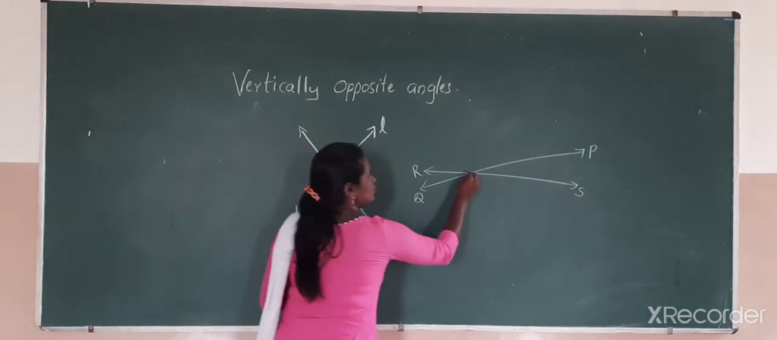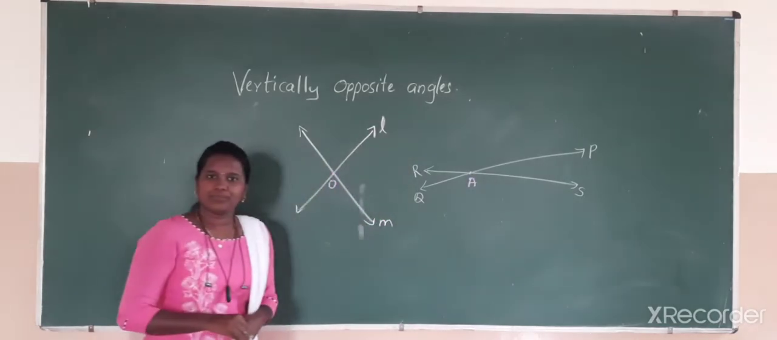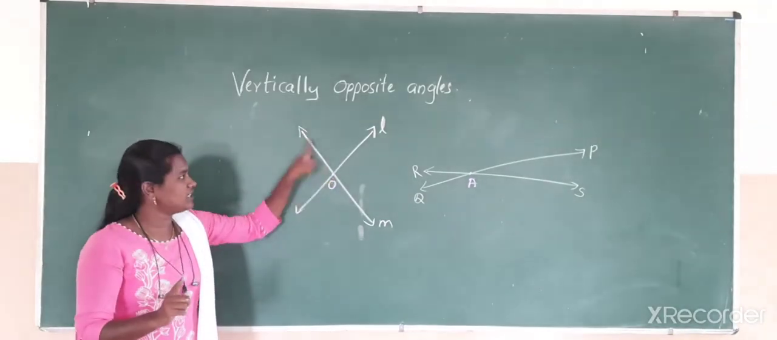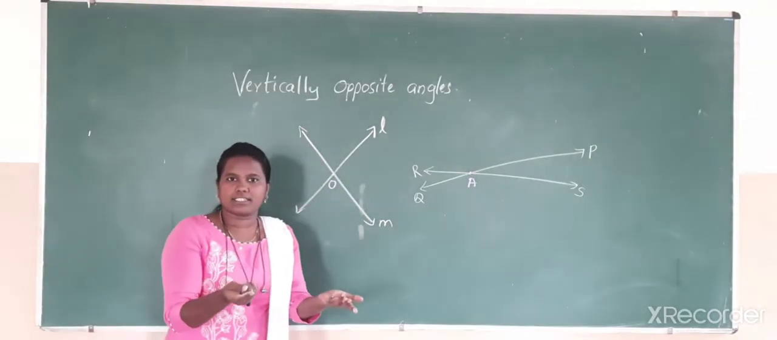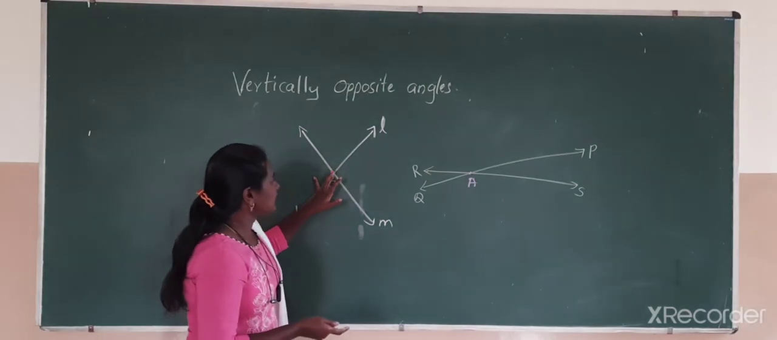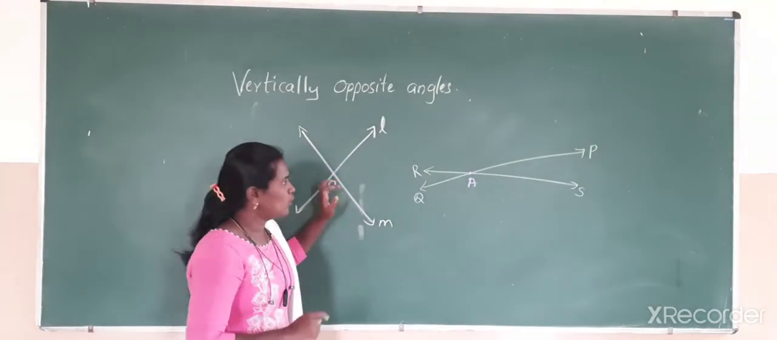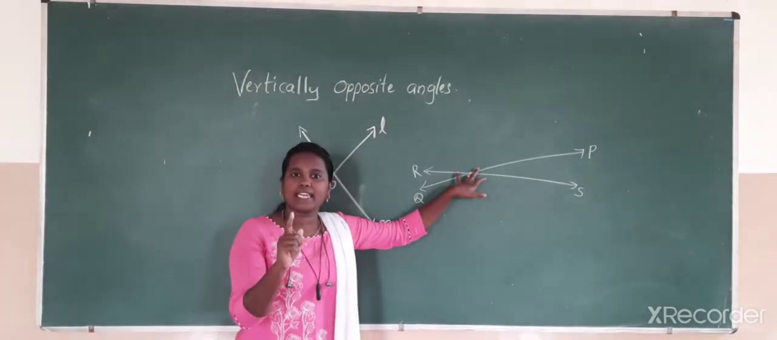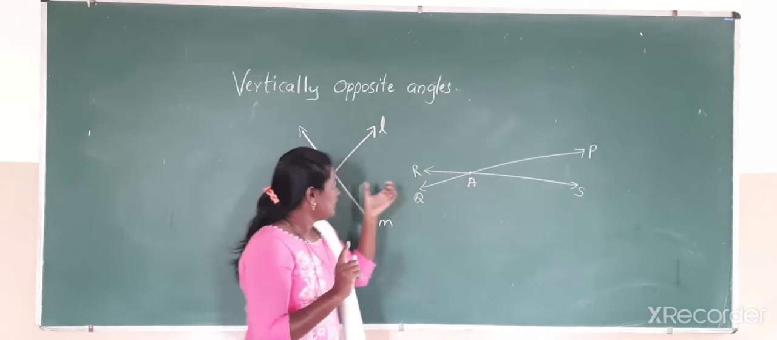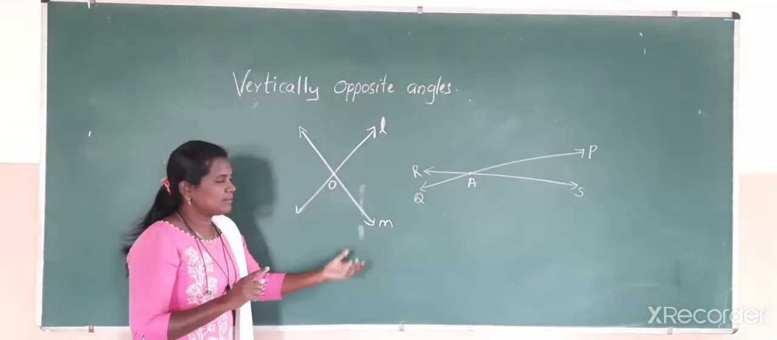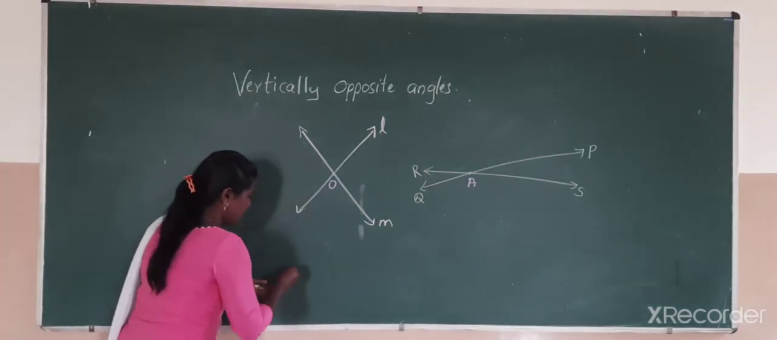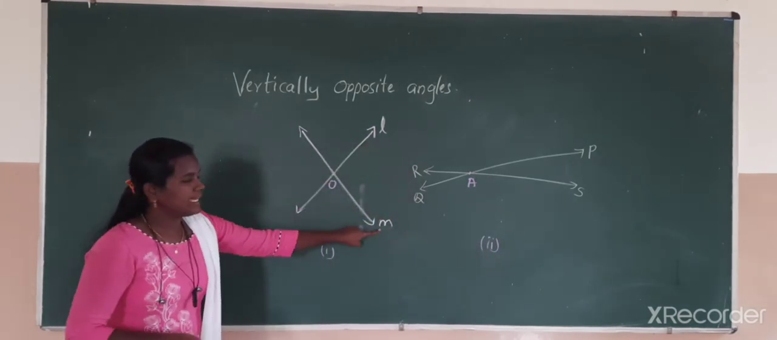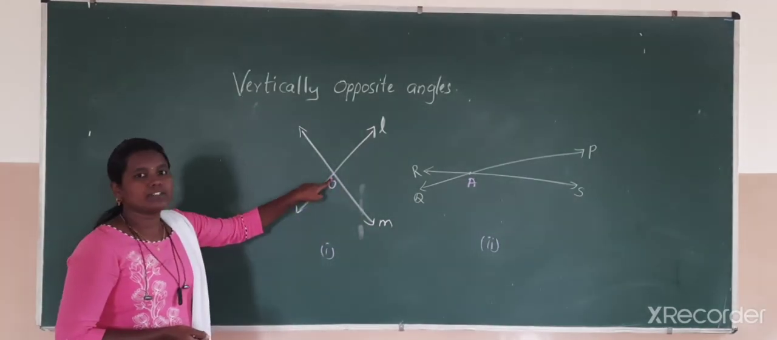as O and I want to take this as A. Yes. L and M are intersecting each other. Yes, they are crossing or intersecting. Yes, they are intersecting each other at point O. PQ and RS are intersecting at point A. Yes, we'll take the lines separately, we'll take the figures separately. So in figure 1, we see that line L and M are intersecting at point O.